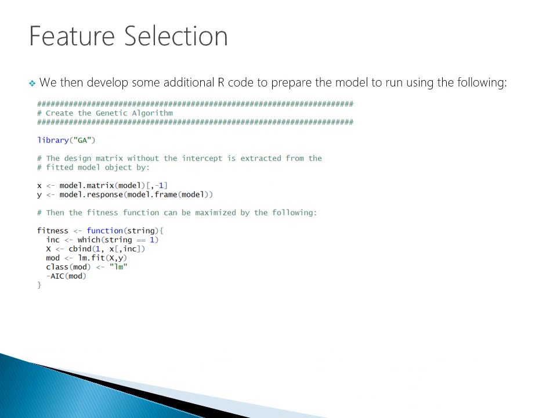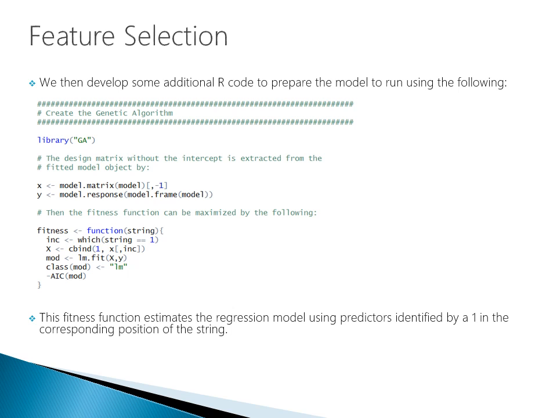Now we're going to develop some additional R code to prepare the model to run. Instead of using the genalg algorithm, we're going to use the GA algorithm, which we invoke from the package GA. First, I prepare the data and create an X and Y variable: I have my response variable, and then my independent variables. We can see with the following code the fitness function I'm producing. The fitness function estimates the regression model using predictors identified by a 1 in the corresponding position of the string.